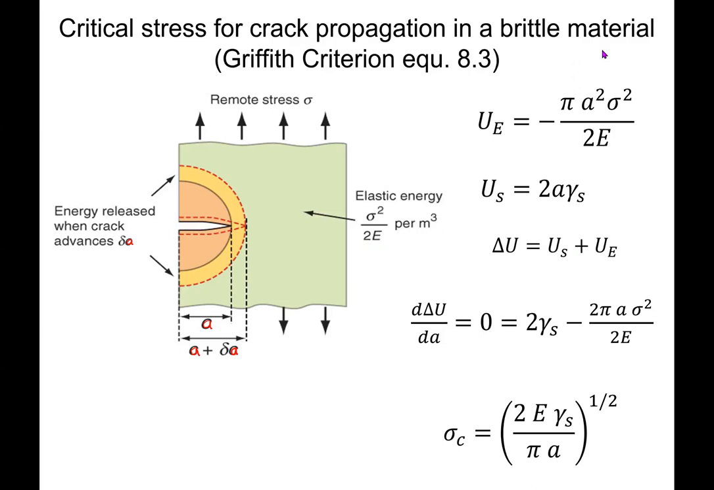I'm just going to give you a little bit of background here, a little derivation for it that's not included in your text, just so you can see where this equation comes from. So the idea here is that we're going to have a crack in a material, and this crack is going to have a length A, as shown here, and then the crack will advance some distance delta A.